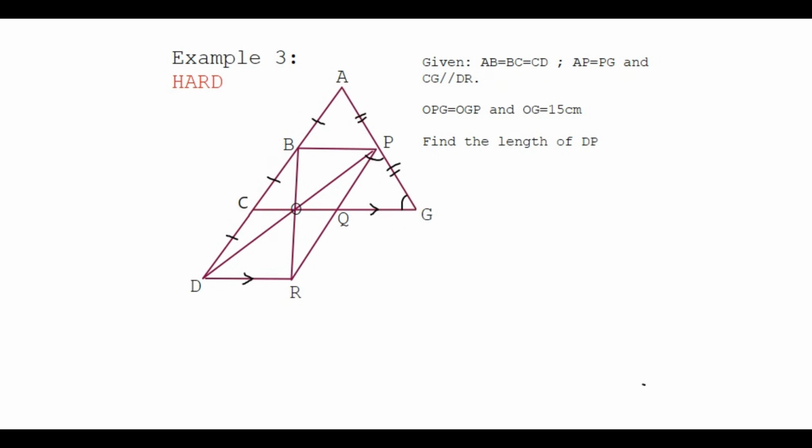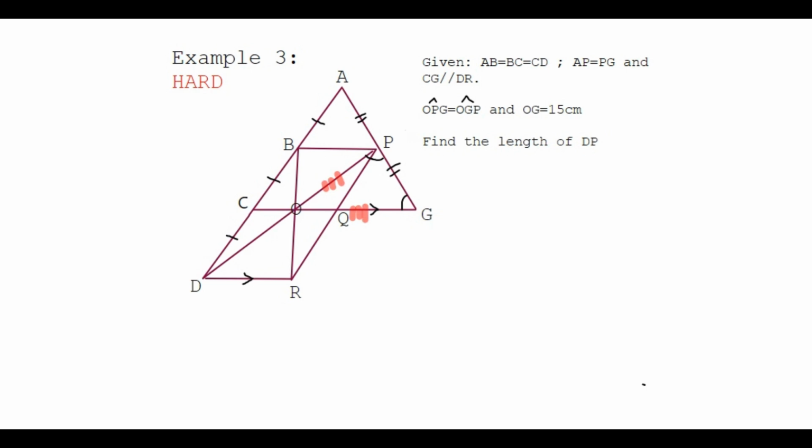Alrighty, let's carry on reading. OPG, so this should be angle OPG, and it is equal to OGP. Did I miss something? Yes, I did. I skipped a step here. CG is parallel to DR, so those two are parallel, and it's indicated with that arrow. Now, angle OPG is equal to angle OGP, which means we have an isosceles triangle. Alright, 1, 2, 3, 1, 2, 3. Those are equal in length.